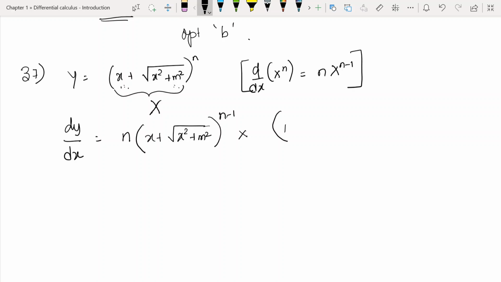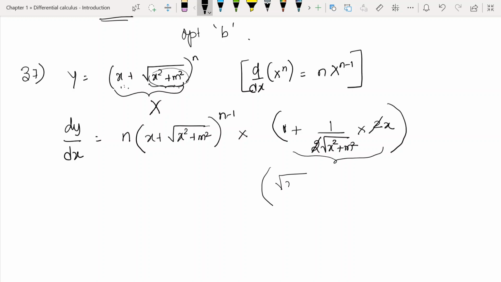This term is 1 plus this term's differentiation, which is 1 by 2 root x square plus m square, multiplied by the differentiation of what is inside the root, that is 2x. So cancel this 2, close the bracket. Now here we will take LCM. When we take LCM, we'll get x square plus m square plus x in the numerator. The denominator will be root of x square plus m square.